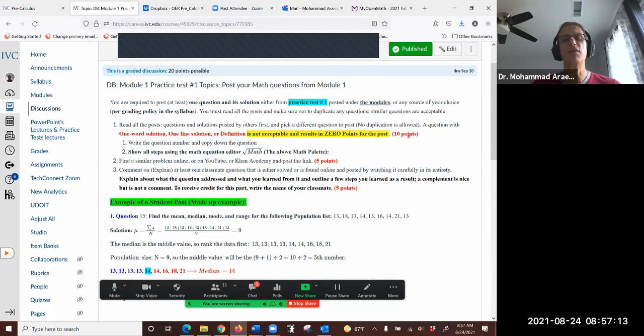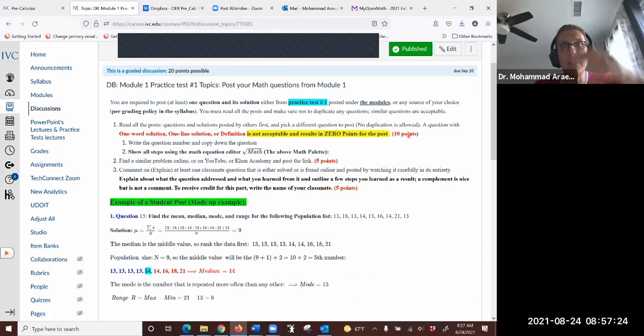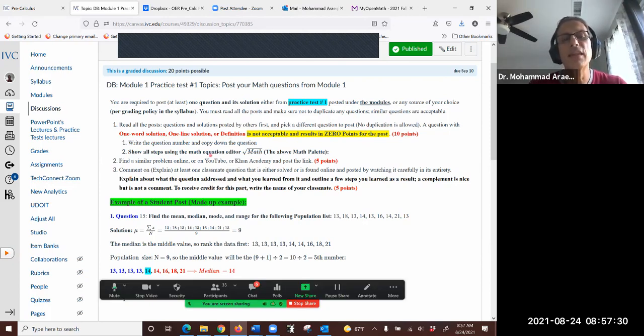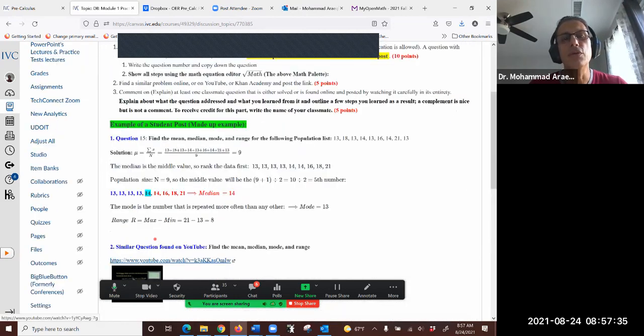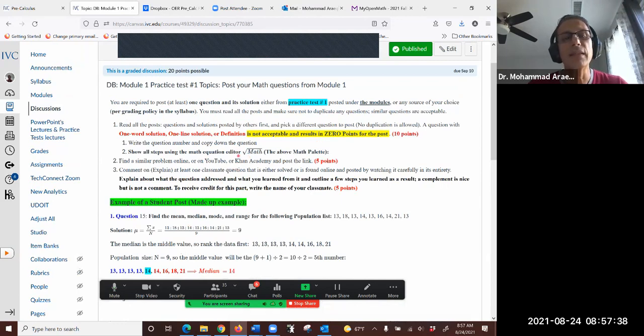That will give you 10 points. If this is done properly, that means you wrote the question, is not any question that others have done. It's not being repeated. And it's done with details, and it does have quite a few steps. You receive 10 points. You have to show all steps using the math equation. And I have a video for that also to show you how to use the math palette. Number 2, find a similar problem online or on YouTube or Khan Academy, anywhere you like. You post that link and you receive 5 points for that.